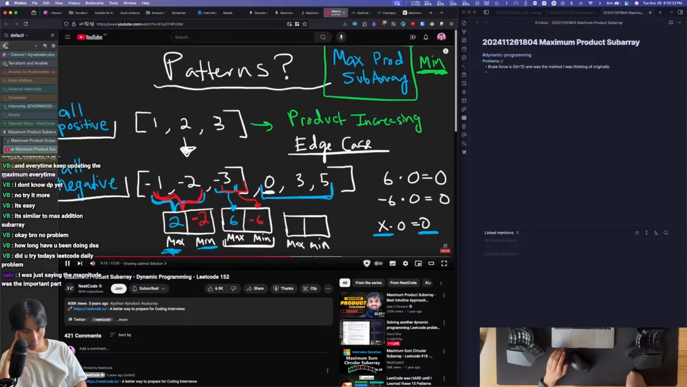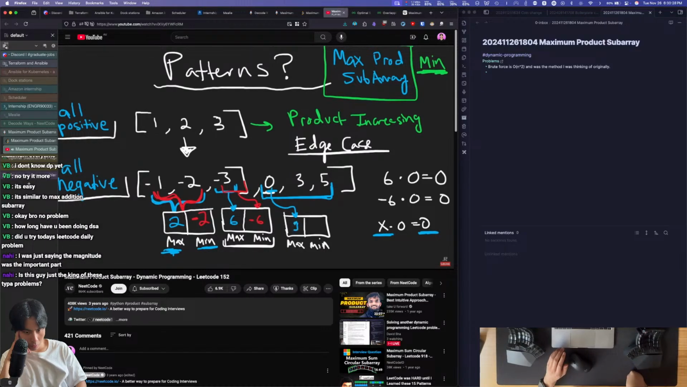So anytime we get a 0 value, I'm going to reset our max to 1, and I'm also going to reset our minimum to 1. The reason I'm going to do this is because I don't want to kill our product, right? I'm just going to say that zeros are ignored. We don't really care about zeros.